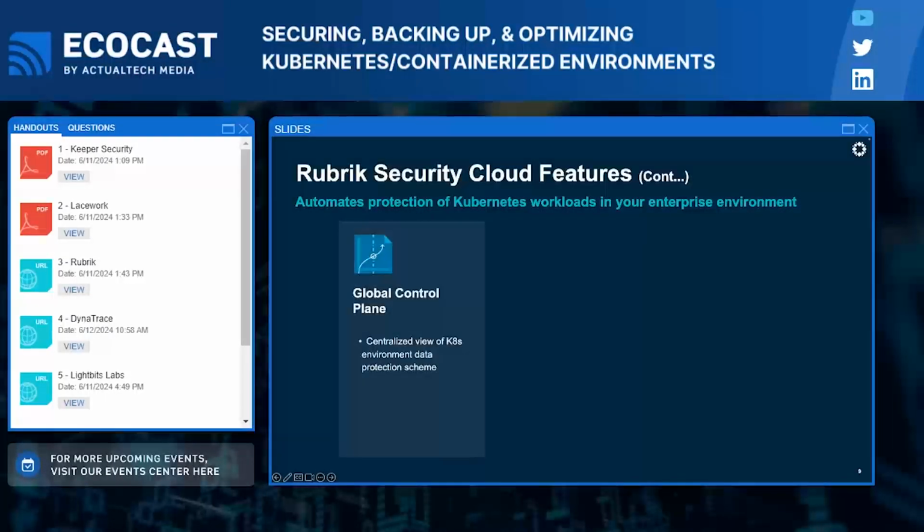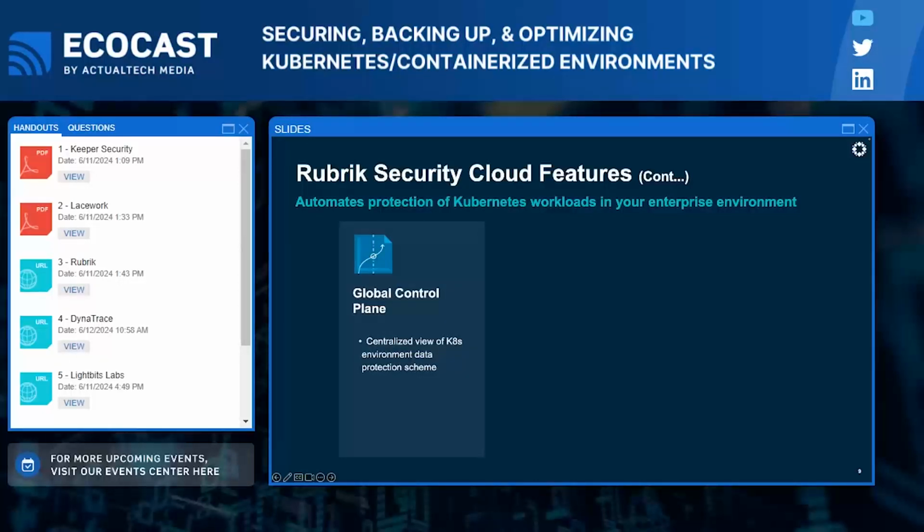Huge value in having a single management control plane for managing protection across all of your Kubernetes clusters. Kubernetes clusters, I think, are sort of like rabbits. Once you have one, then you've got to have two. You can't have just one. You're always going to have production and maybe a staging and maybe a development. So protecting all those, hooking those into Rubrik is very useful.